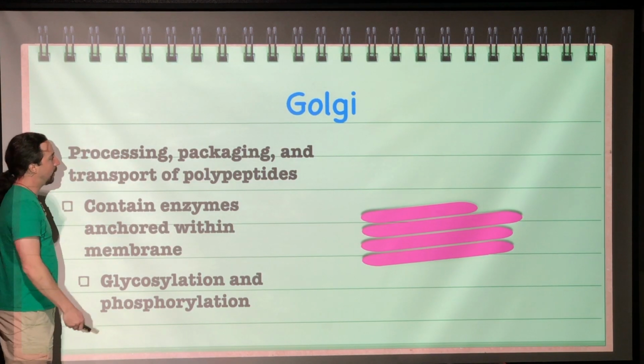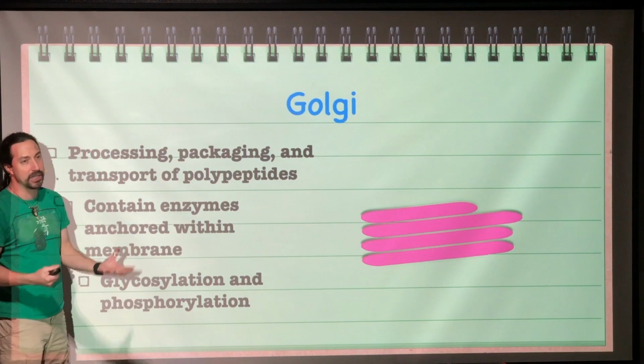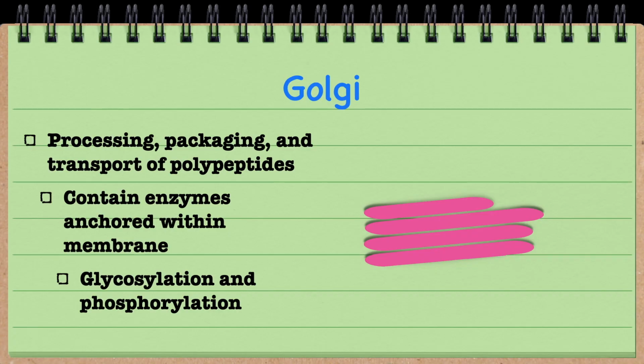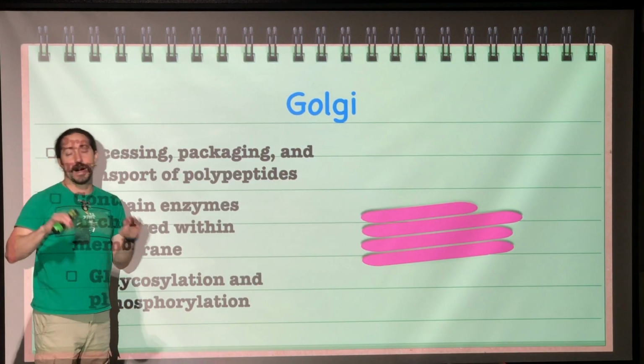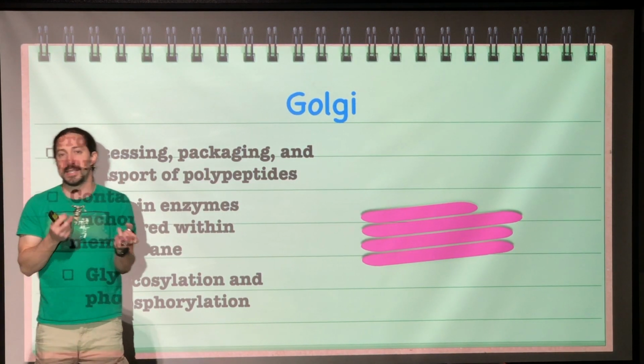And lastly, of our organelles, we have the Golgi, and it's going to be involved in processing, packaging, and transporting of our polypeptides. It will modify the polypeptides somewhat to actually make them a little bit more usable. It contains enzymes that are anchored within the membranes that allow for these different processes to take place.